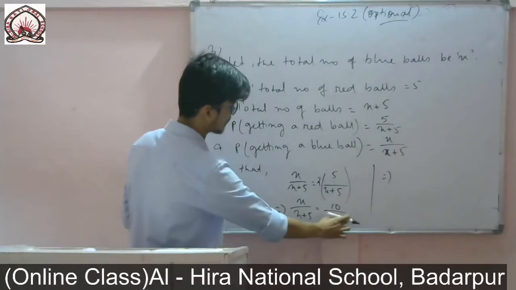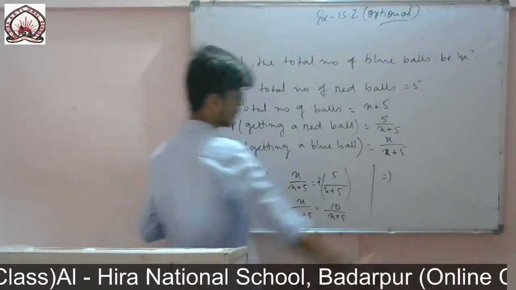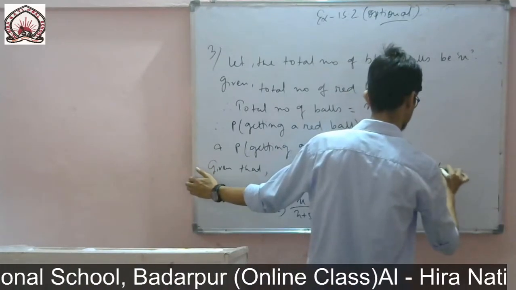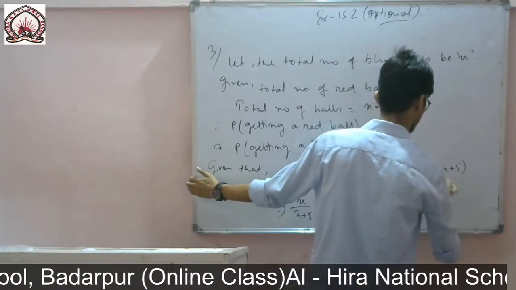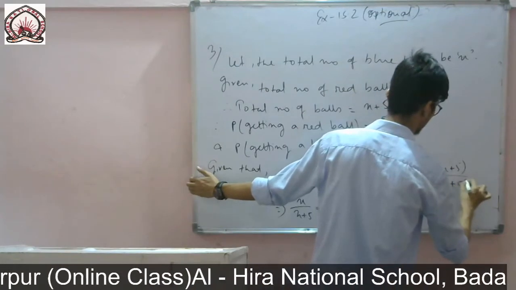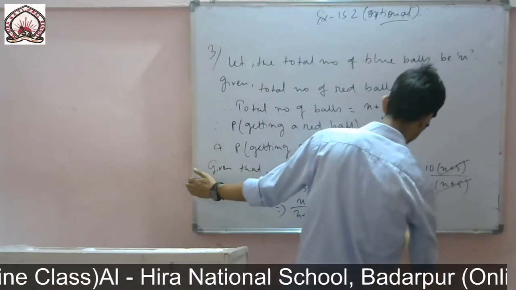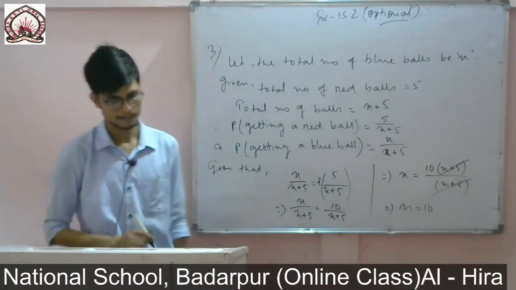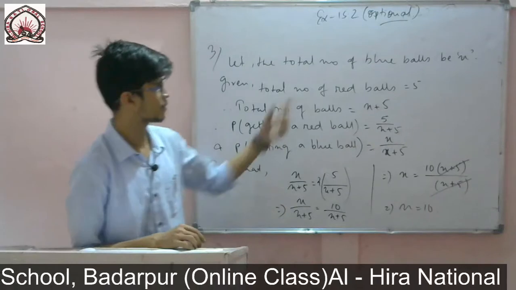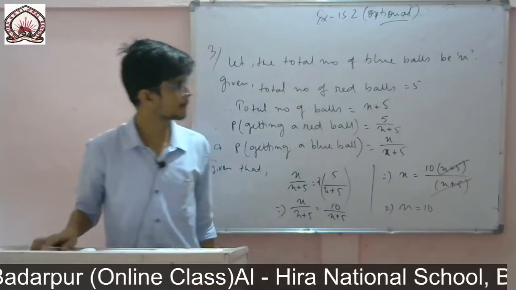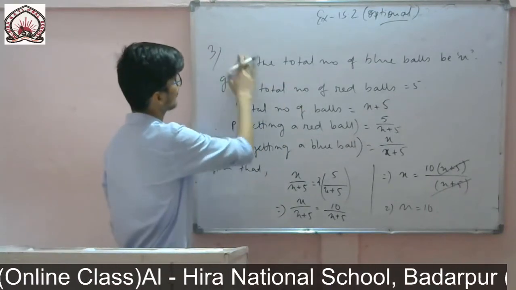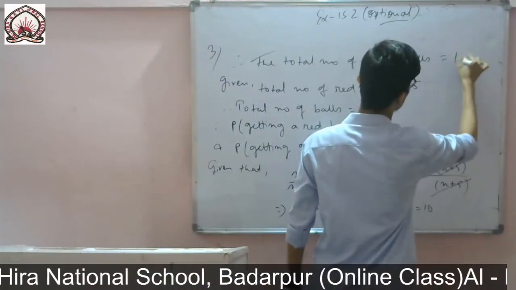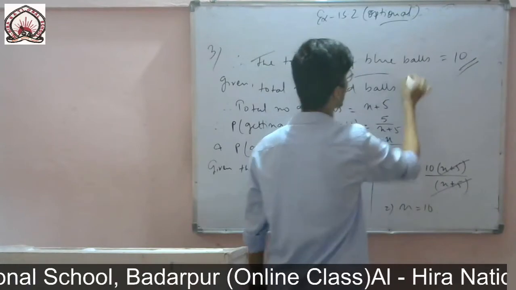You can directly cancel it, since there is x plus 5 in both denominators. Or you can write it like this: x equals 10 into x plus 5 divided by x plus 5. X plus 5 cancels, so x is equal to 10. So you write, therefore the total number of blue balls is equal to 10. This is the required answer.